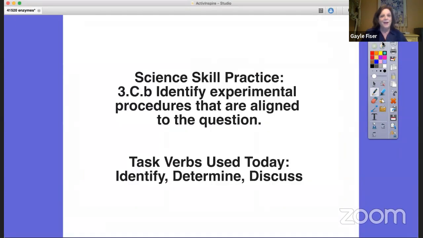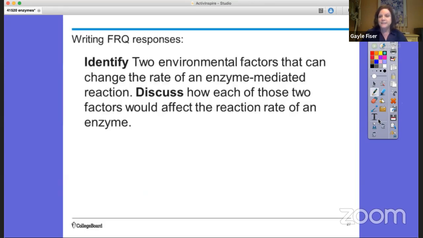Okay. All right. So that's all for content and for science. We're going to work on some science skills. A lot of this is going to be leading to experimental design. So 3CB, identify experimental procedures that are aligned to the question. And task verbs that we're going to use today, we're going to see a lot of identify and determine and discuss. So first, let's do one together.